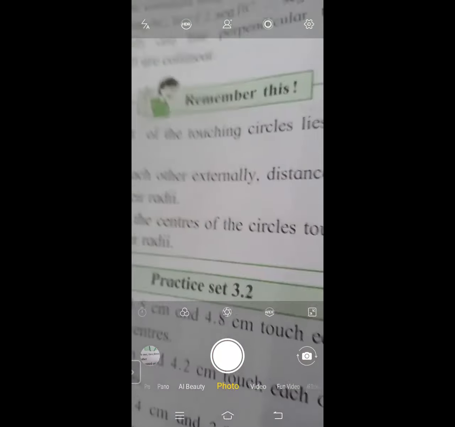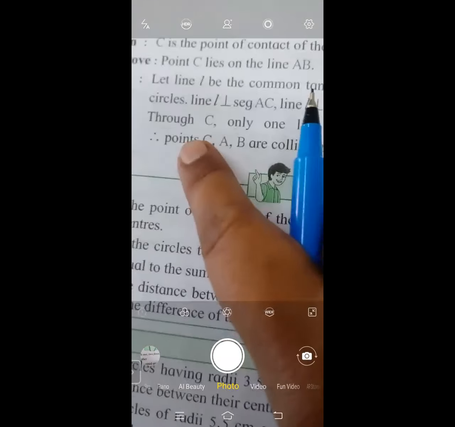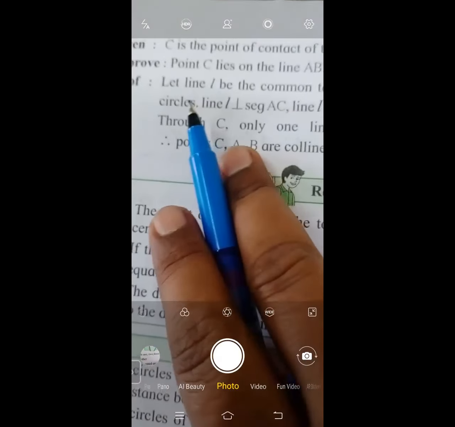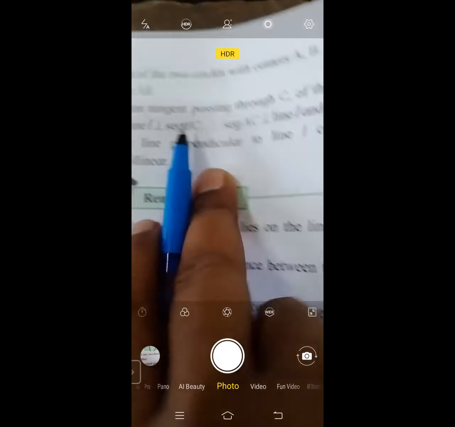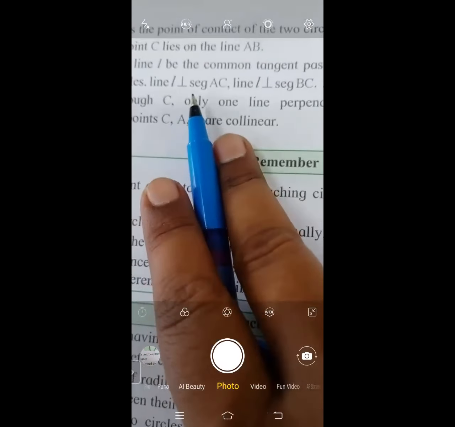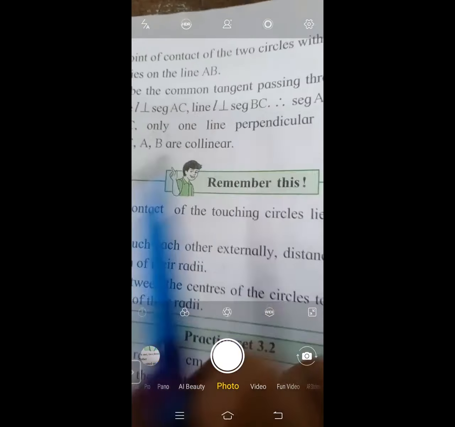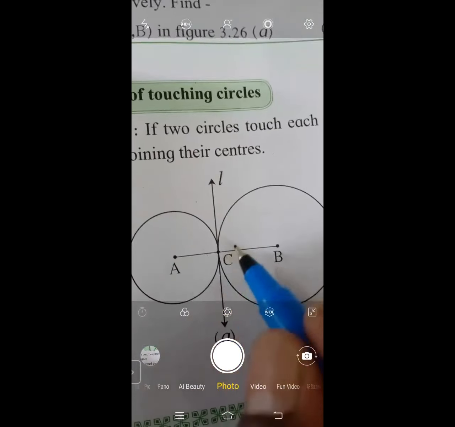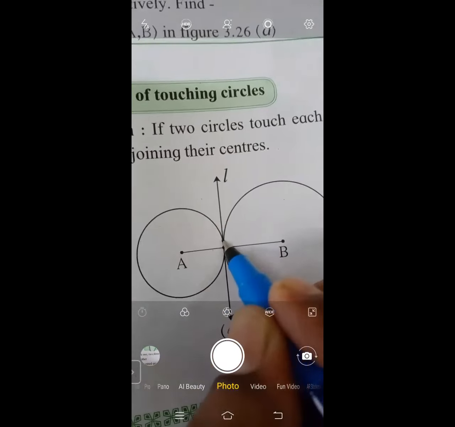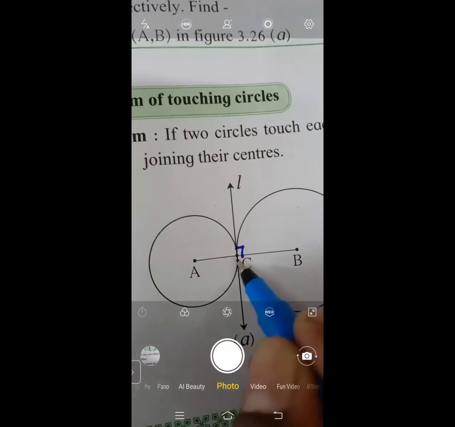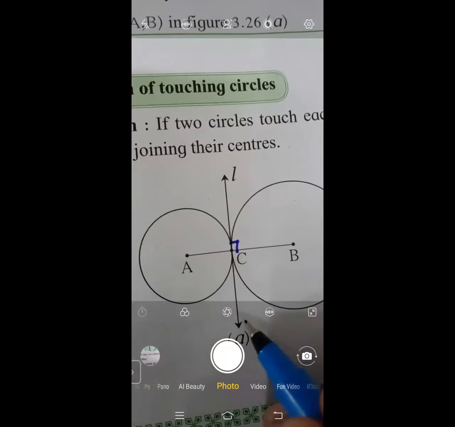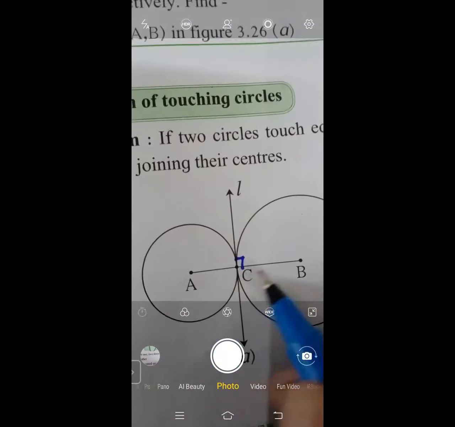A very simple proof with just a few steps. Let's try to understand it. Let L be a common tangent passing through C. Yes, it is a common tangent passing through C of the two touching circles. Line L is perpendicular to line AC. Line L is perpendicular to line BC. You can see that line L is perpendicular to this line AB, as we have seen that the radius drawn is perpendicular to the tangent. So it is perpendicular to the line AB.